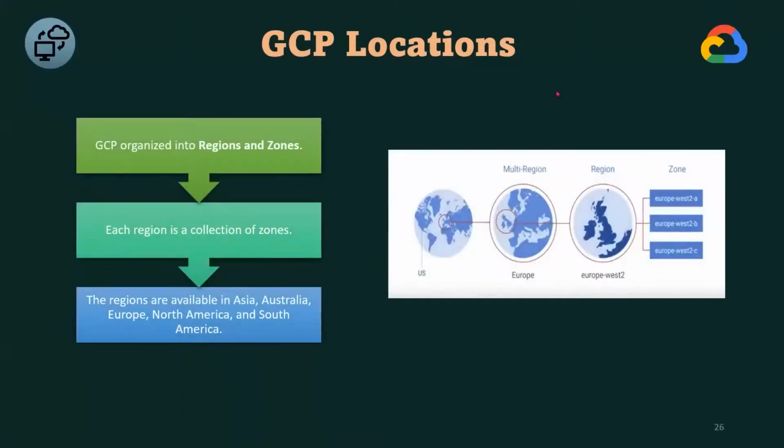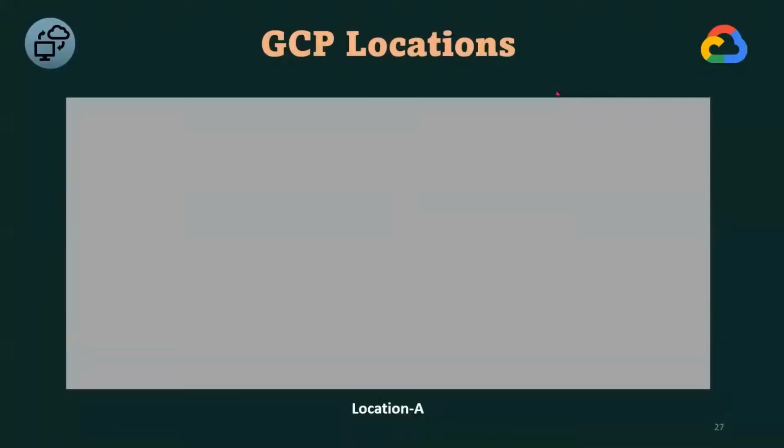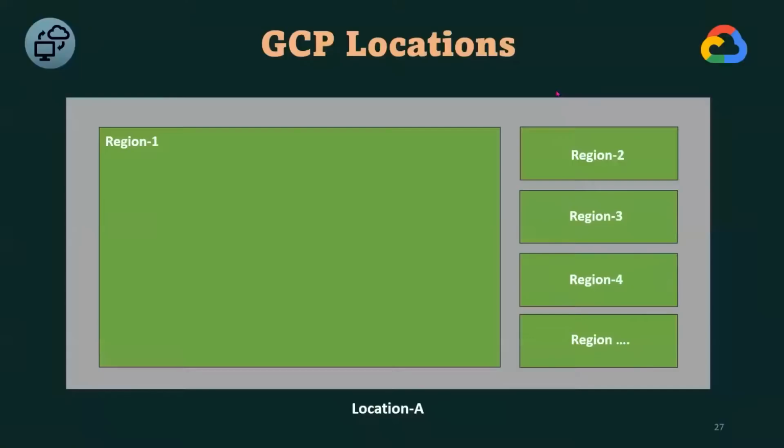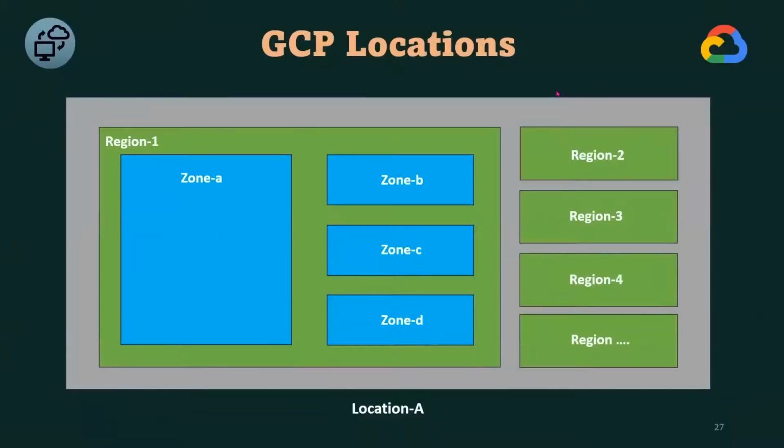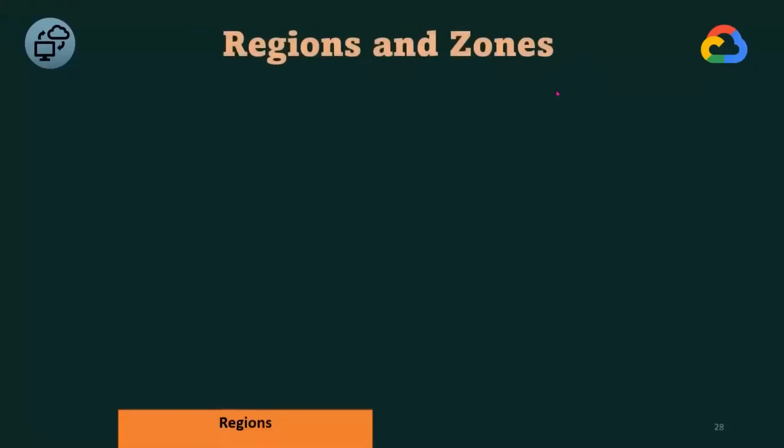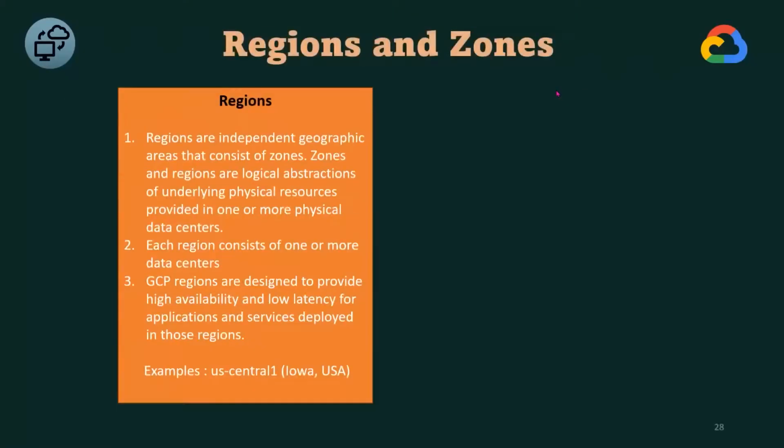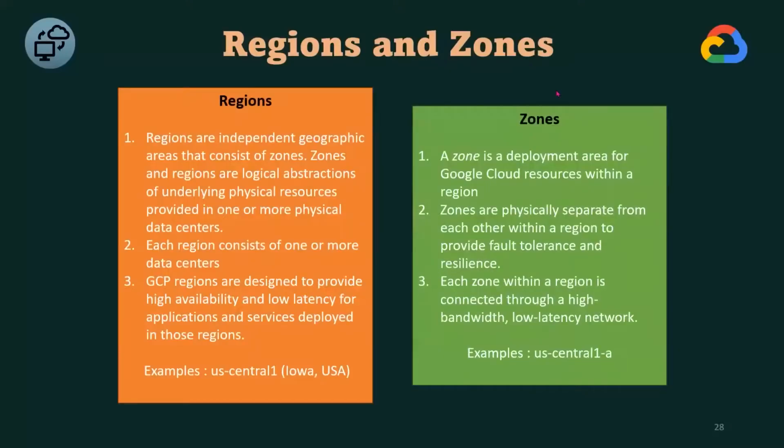into regions and zones. Each region is a collection of zones. So if I take one of the locations, regions are divided like this, zones are divided like this. They are connected together via a high bandwidth network, and each zone will have a data center. Inside the data center, you will have resources available, such as virtual machines and disks. A region is an independent geographic area, and a zone is a deployment area in a region.